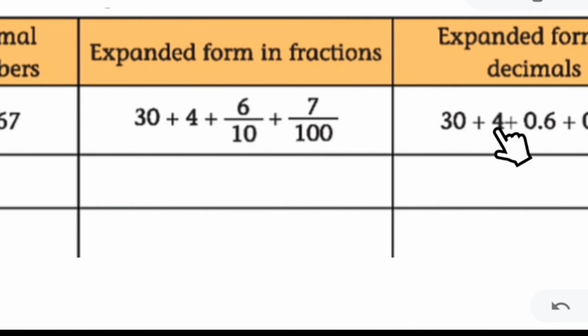6 by 10 means, because 10 has only one 0, you just count the digit from the right side, so 0.6. And here 7 by 100, 100 means you count the digit from the right side, 1. There is no other number, so we will put the 0. So 0.07. So now we start to write the other two examples.